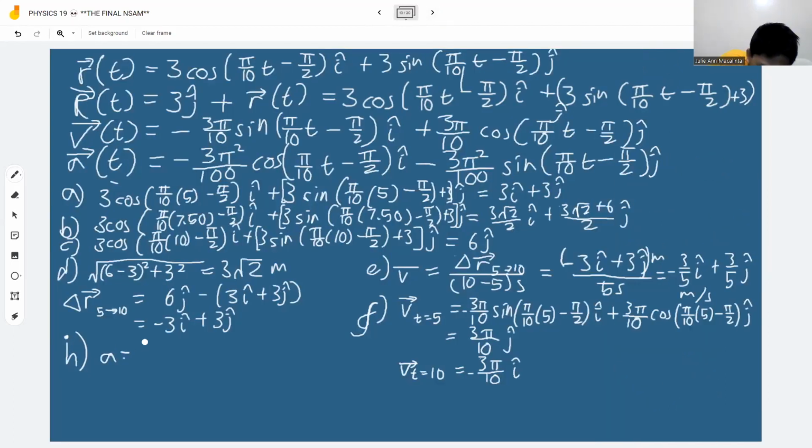So magnitude of acceleration is v squared over r, or 3 pi over 10 meters per second, squared, divided by 3. Sorry, v squared over r lang, hindi v squared over r squared.